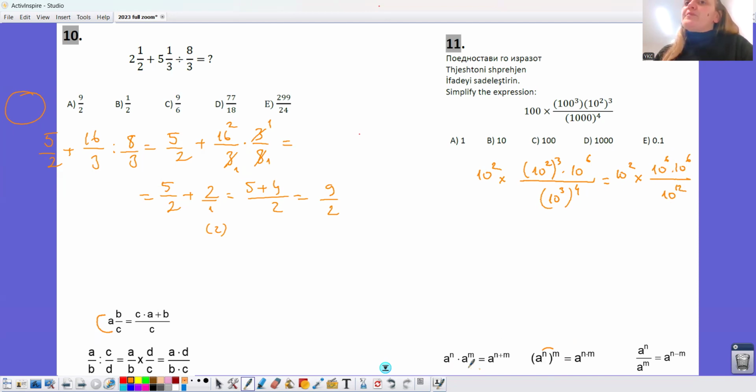And now this one is the first property. Bases same. We have multiplication between them. So I'm writing 10 squared this one times, here I will have 10 to the power of 6 plus 6, 12 over 10 to the power of 12. Now, as you see, they are the same, so they cancel each other. It will be 1 here, because 10 to the power of 12 over 10 to the power of 12, we are dividing the same number with itself, so it is 1. So the only result is 10 squared, which is 100, and it is C here. This is the 11th one.